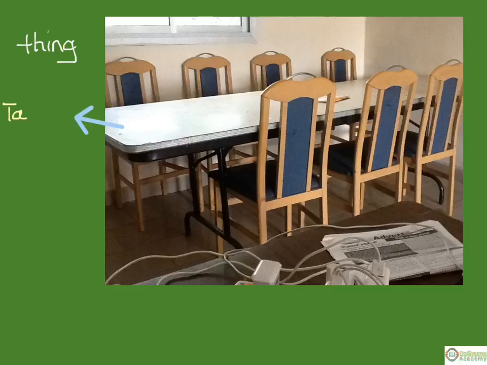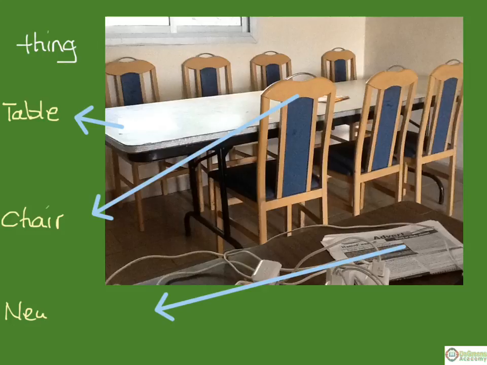A noun is equally used in a sentence to name a thing. Here we can find a table. This is a noun. We can find chairs. This is a noun. And we can find a newspaper. This is a noun.